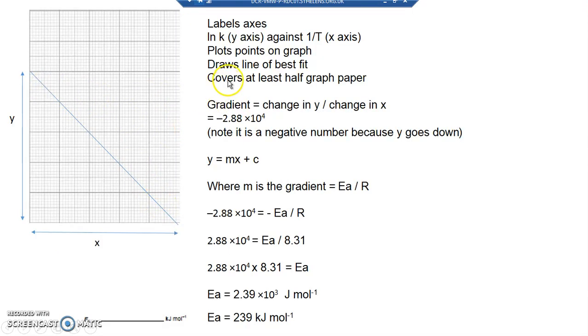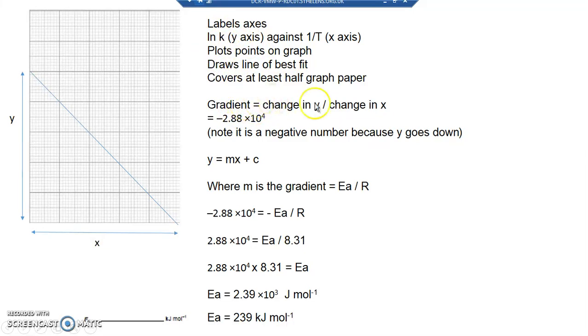It will come down, it'll be a straight line as long as you label your axis. Put natural log of k up the y-axis and 1 over T along the bottom axis. You plot your points accurately, and draw a line of best fit through the points, and it covers at least half the graph paper. You'll get your marks for drawing your graph.